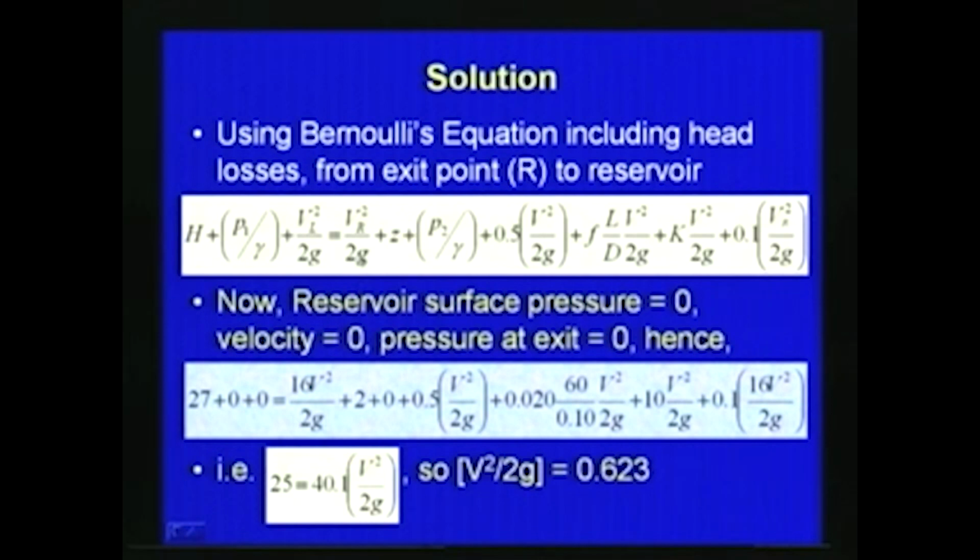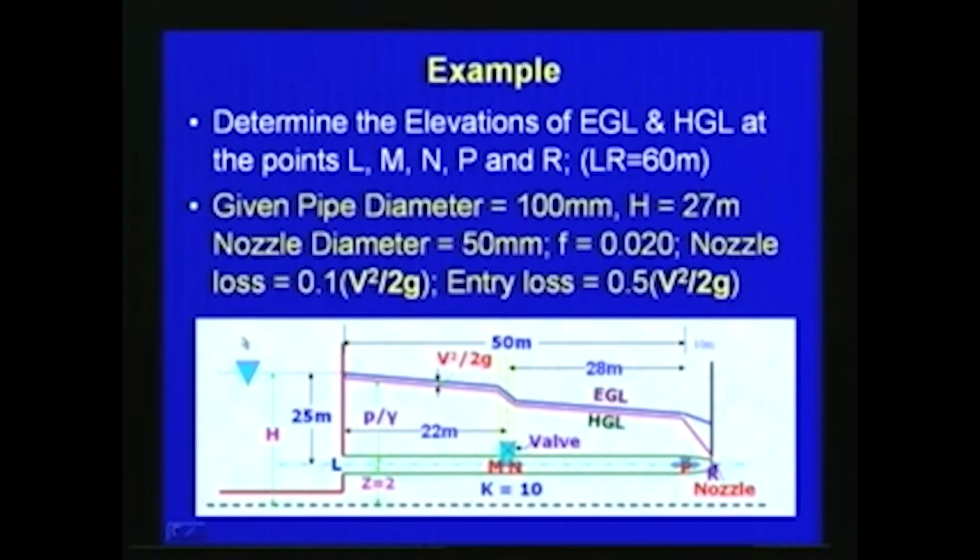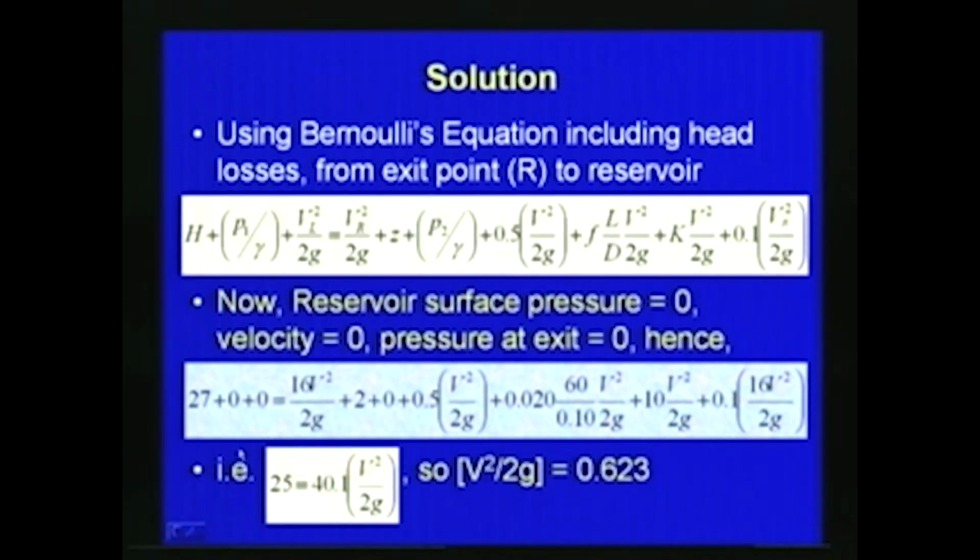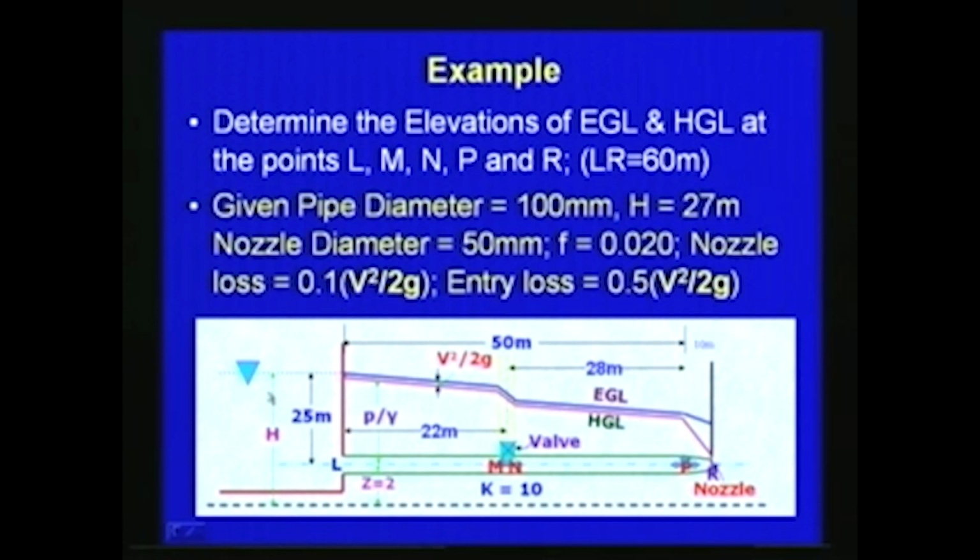So, that is equal to VR square by 2G plus Z plus P2 by gamma plus 0.5 V square by 2G plus FL V square by 2GD plus KV square by 2G plus 0.1 VR square by 2G. So, here we are writing Bernoulli's equation with respect to this location, and then with respect to the outlet of the nozzle here. You can see that with respect to this reservoir or tank, here the total head H plus we will be having the pressure P1 by gamma, actually it is atmospheric. So, it will be 0.